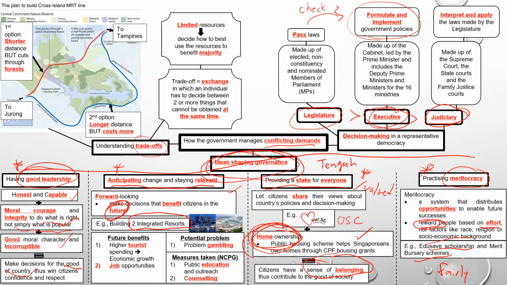Okay, so maybe they may ask you, is it more important to practice meritocracy or providing a stake for everyone? Which one is more important? Then if you don't know which one is more important, it doesn't matter. But at the very least, you must be able to explain what each of the four values mean, and give examples. All right.